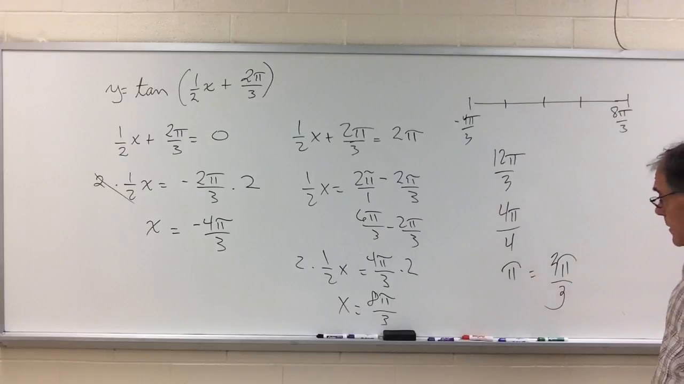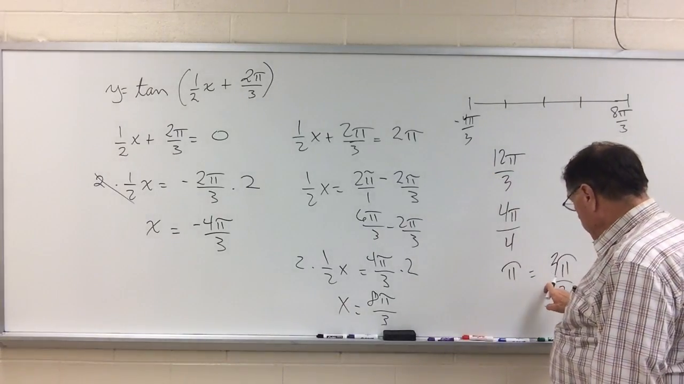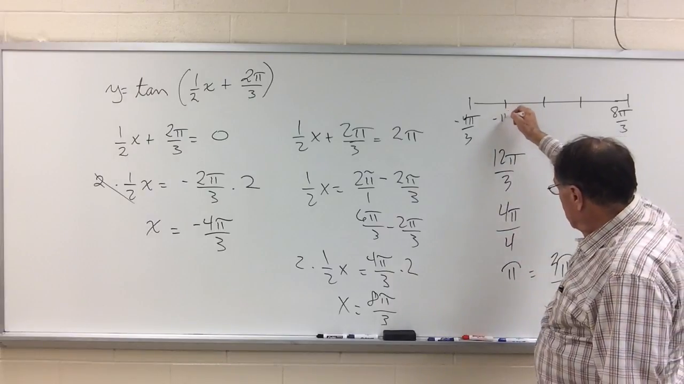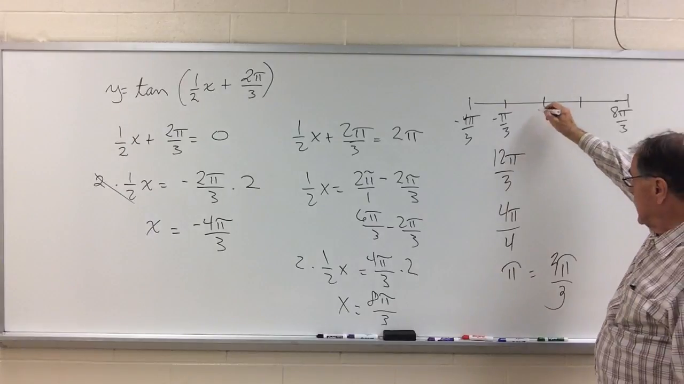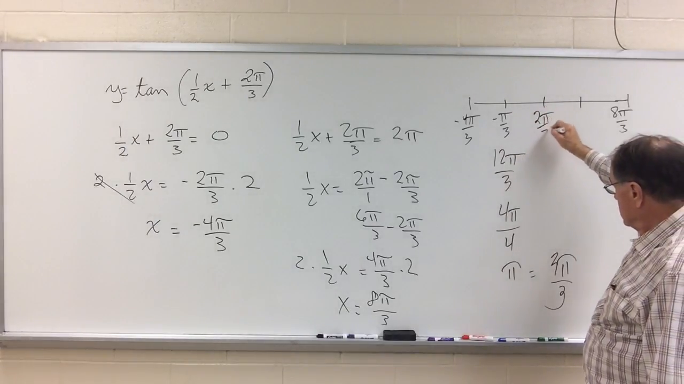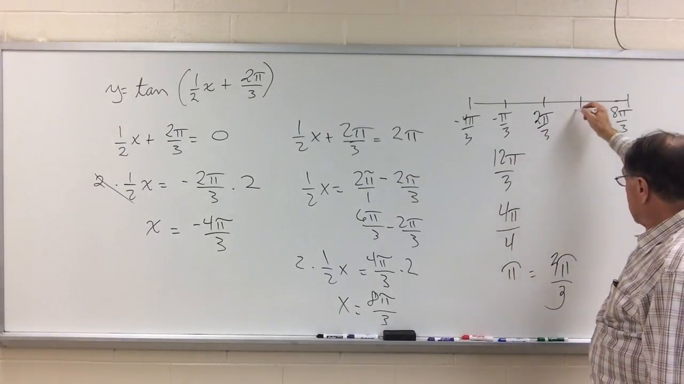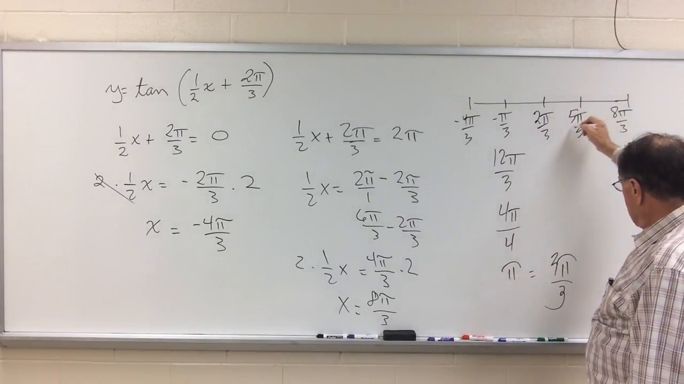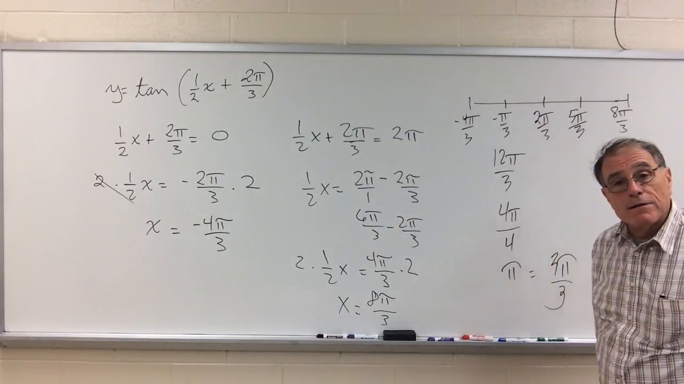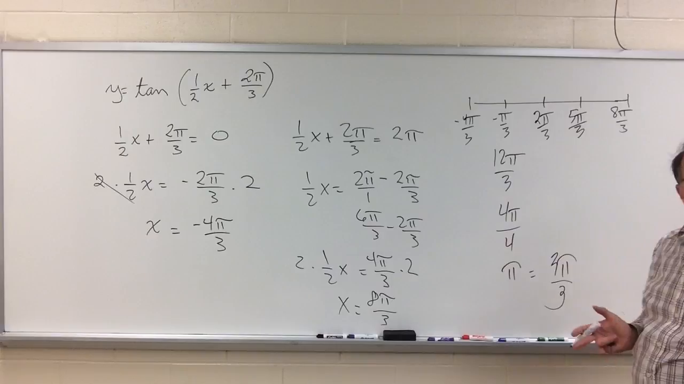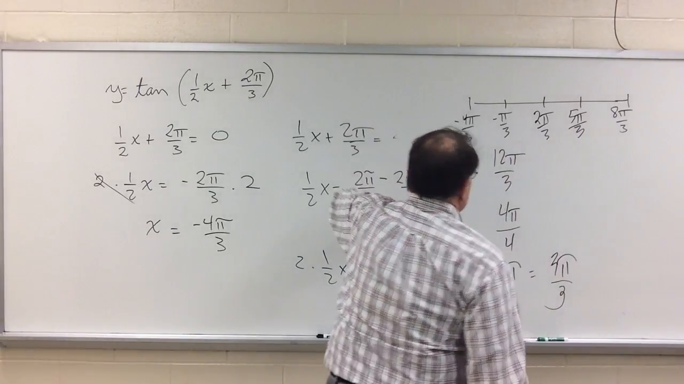So now I will increment. From negative 4 pi thirds, I add 3 pi thirds, and I get negative pi thirds. I add 3 pi thirds, I get 2 pi thirds. I add 3 pi thirds, I get 5 pi thirds, and I add 3 pi thirds, and I get 8 pi thirds. So I've got this set up. Alrighty, let's set up the graph and sketch our functions.